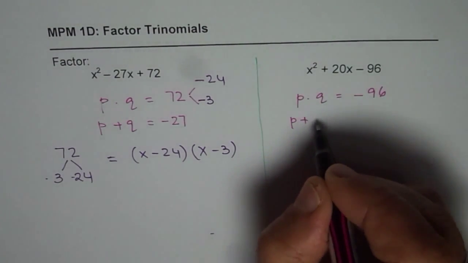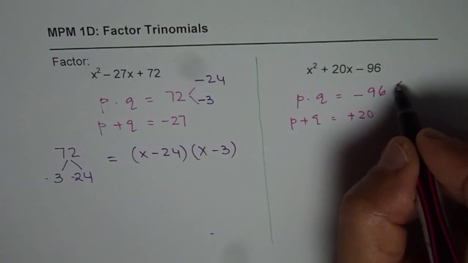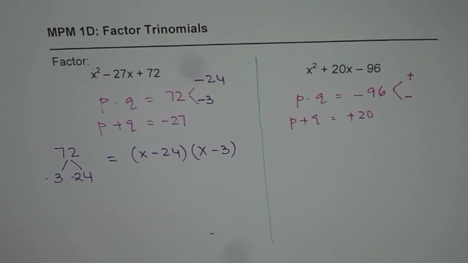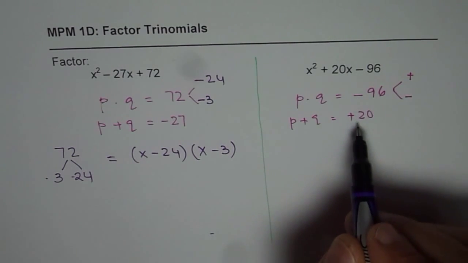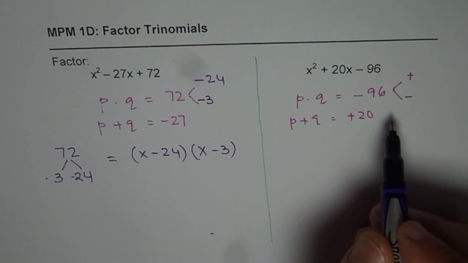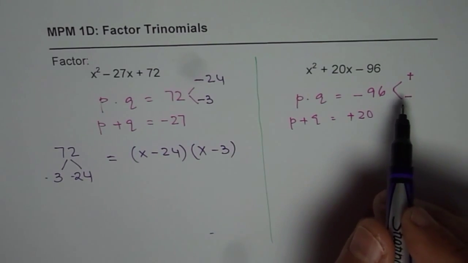Now the sum is plus 20. So that means the higher number has to be positive and the lower has to be negative, right? Then only do you get a positive sum. So that is the whole idea. Now we are looking for two numbers whose product is minus 96 and sum is 20. And these numbers, we are dealing in the domain of integers. Don't forget that. No fractions, no radicals, okay?